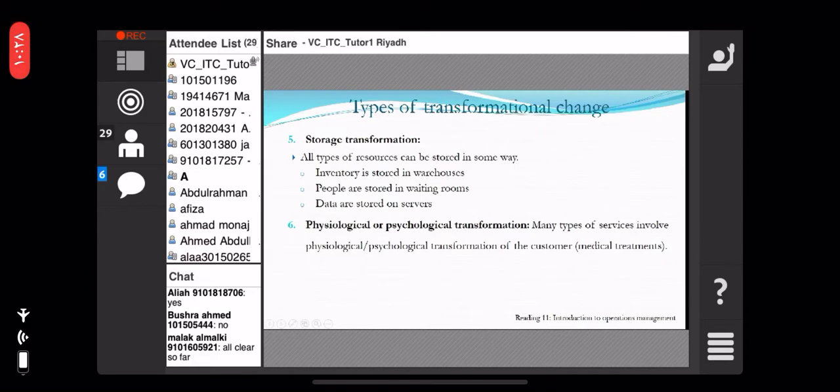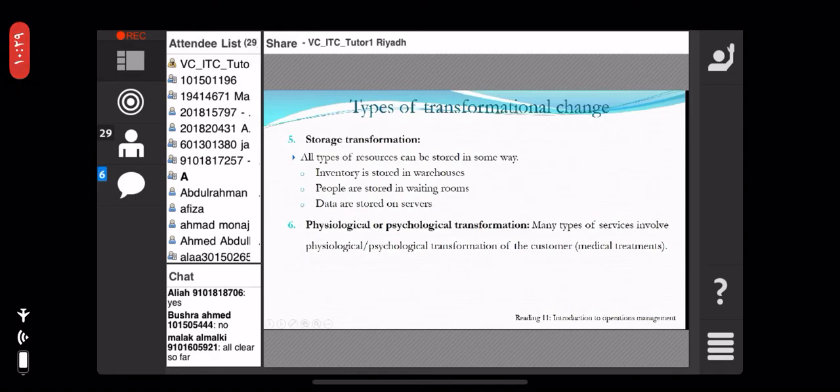Storage transformation. All types of resources can be stored in some way. Anything can be stored. Inventory is stored in warehouses. Inventory process: what's coming in, what's going out. So it's warehouses, where you can store.